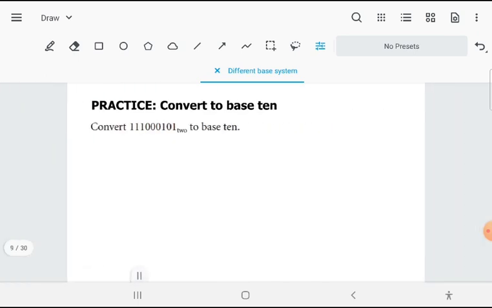Okay, so practicing on this example, let me just rewrite it. I have 1, 2, 3 ones, and then another set of 3 zeros, and then a 1, 0, and a 1. Okay, I would like to count the number of digits. 1, 2, 3, 4, 5, 6, 7, 8, 9. Is that correct? Yes, 9.